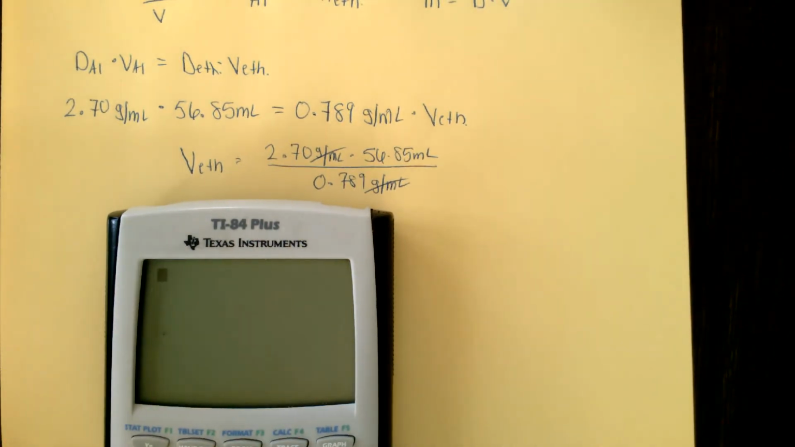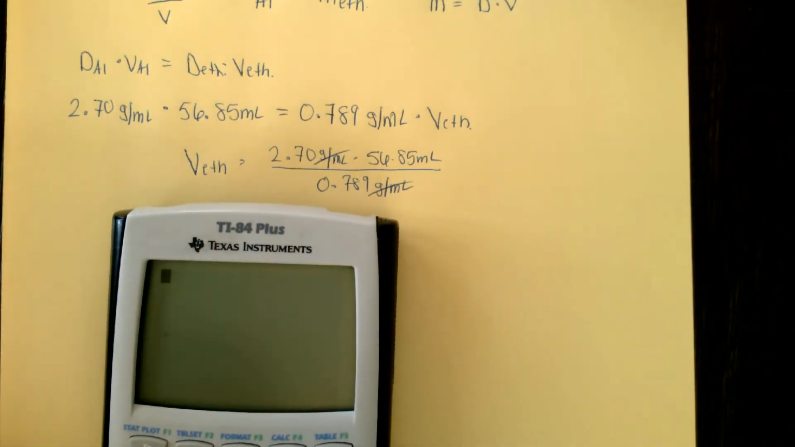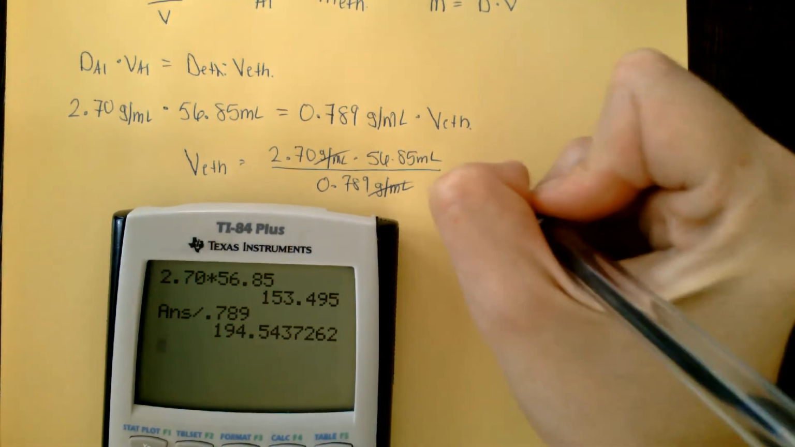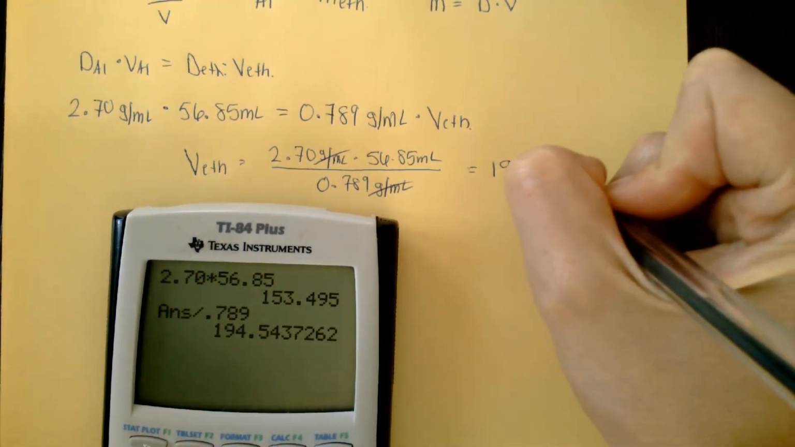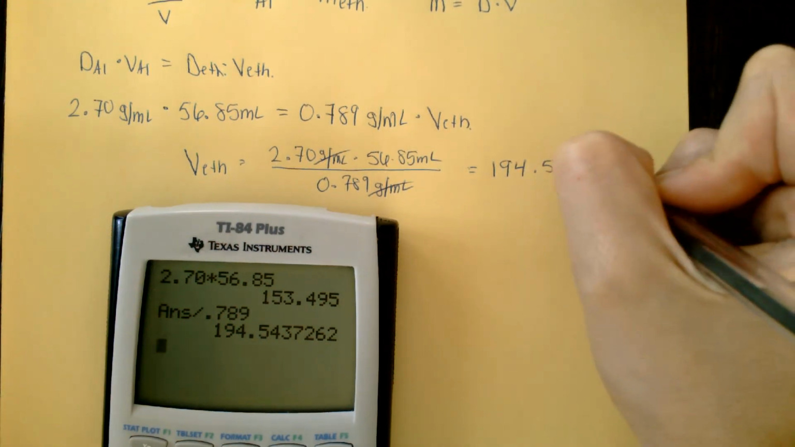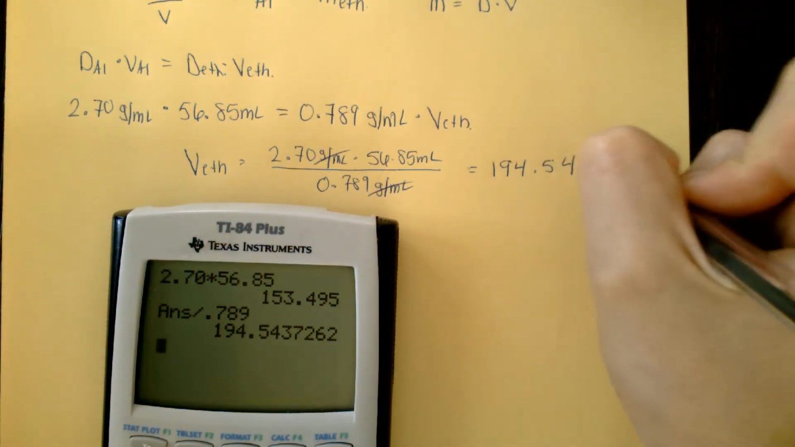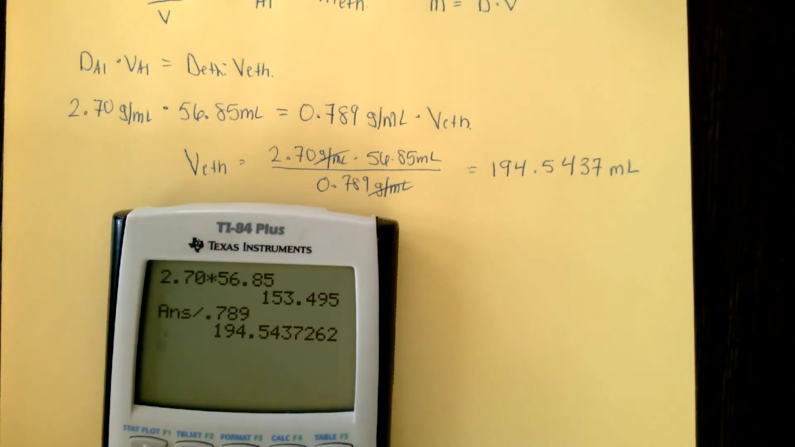Okay, so let's punch it in. We have 2.70 times 56.85, and then we're going to take that and divide it by 0.789. When we do that, we get 194.5437 milliliters.